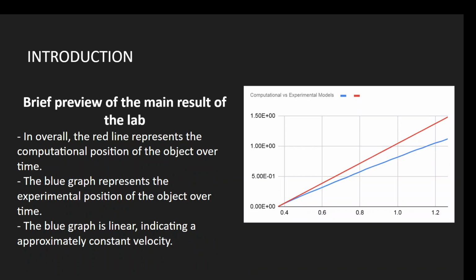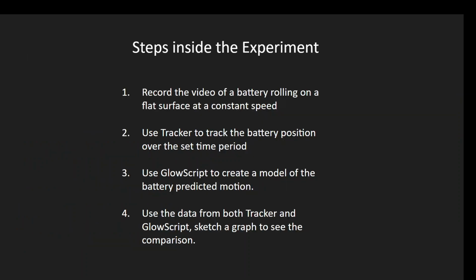So I'm going to give a brief preview of the main results of the lab. Overall, the red line represents the computational position, the predicted position of the object over time, and my blue graph represents the experimental position of the object over time. You can see that the blue graph is linear, indicating an approximately constant velocity. And these two graphs are pretty close together, which I'll discuss later.